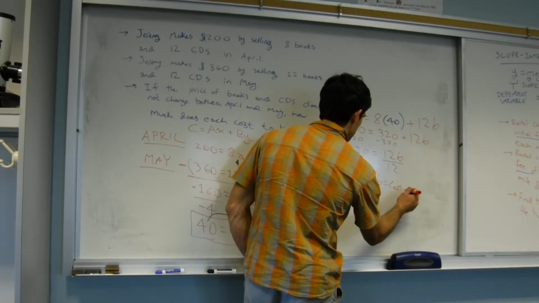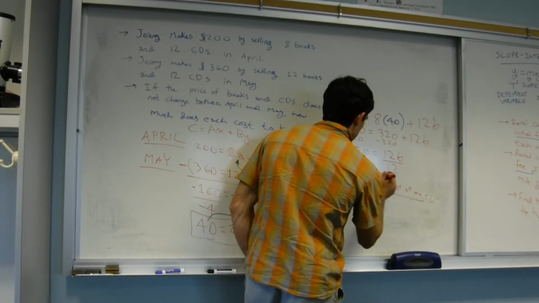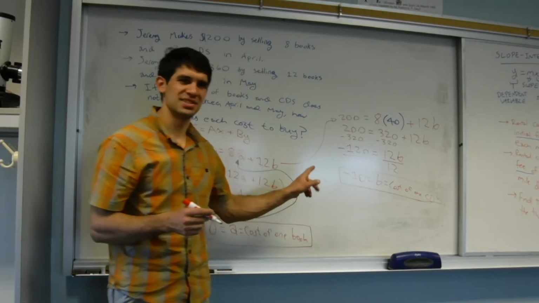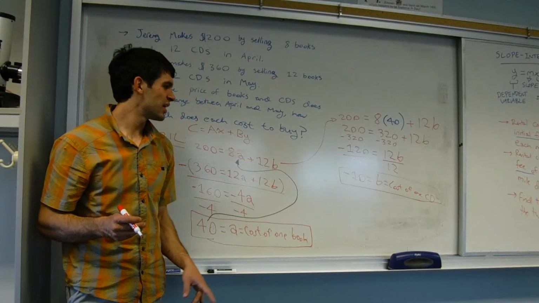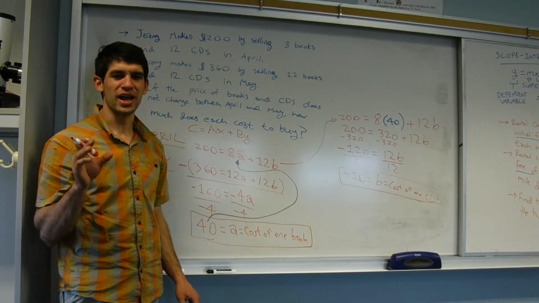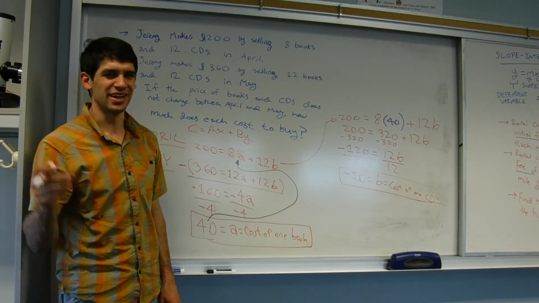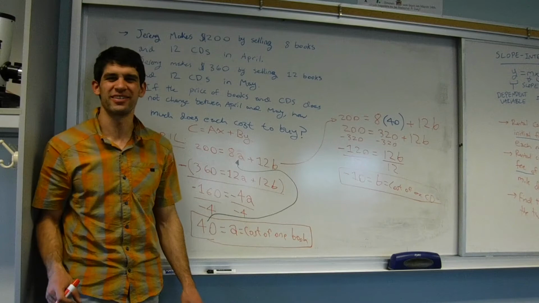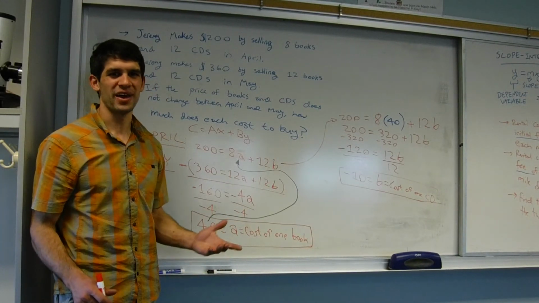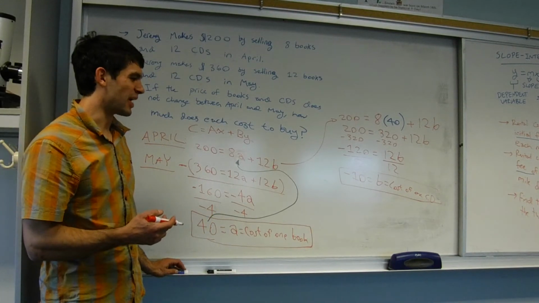So now we notice something funny. If the cost of a CD is negative $10, that means that he's giving away money with the CDs. He's saying, here's a CD and here's $10. So he really wants to get rid of those CDs. So I guess the music's probably pretty bad if he's giving people money to buy his CDs.